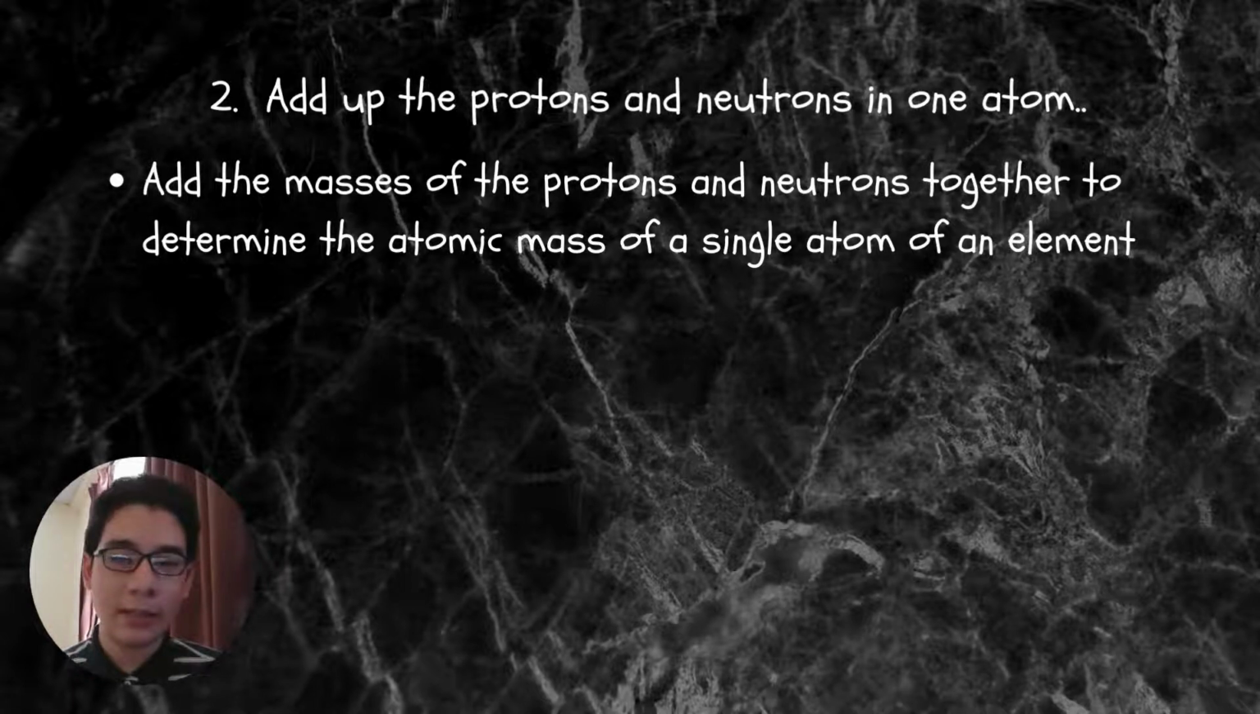Now we look at the second method, and this is what I mentioned in the first three slides: add up the protons and neutrons in one atom. Add the masses of the protons and neutrons together to determine the atomic mass of a single atom of an element. This is the method that I'm talking about in the first three slides.